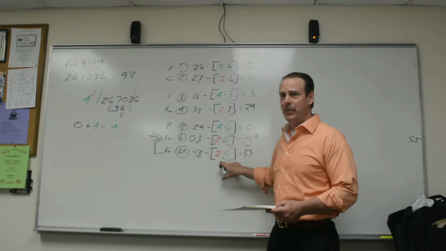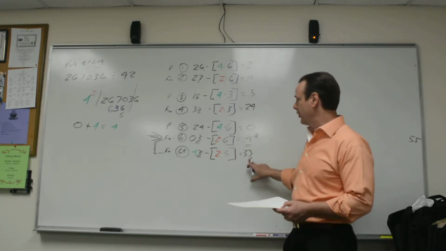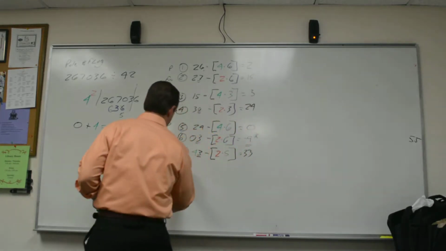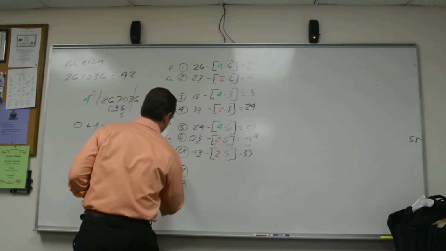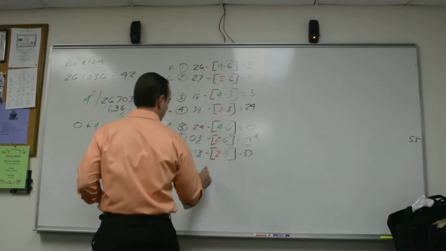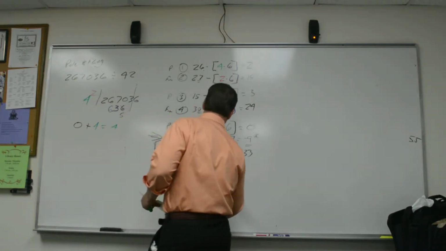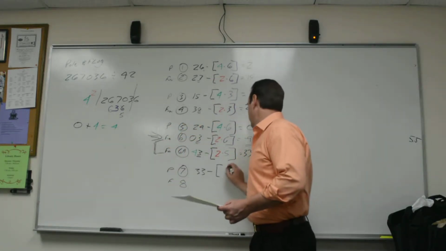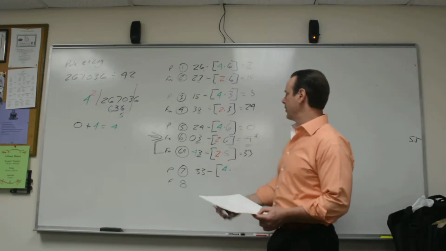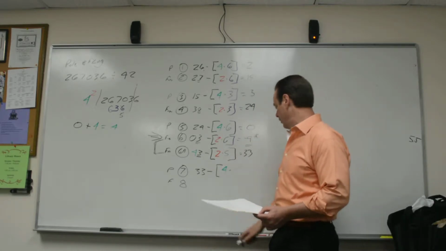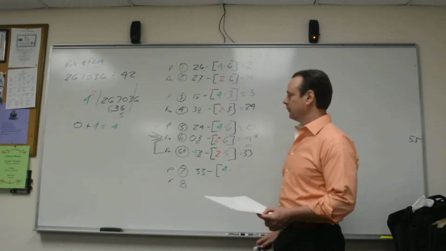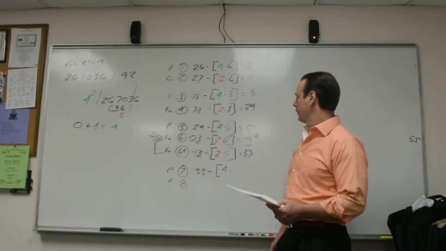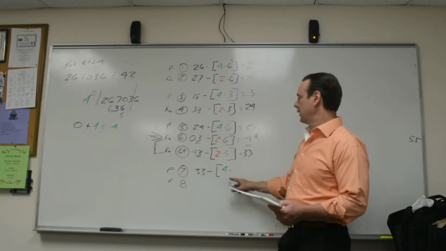Alright, so this is 43 minus 10, gives us 33, right? Now we go to the next line. This is our pole, this is our flag. This is 33 minus, now let's put down the pole here. 4 times what? What do we have to multiply 4 by to get close to 33? 9, 8. I think 8 is a little better.